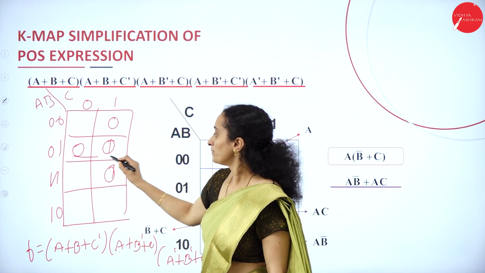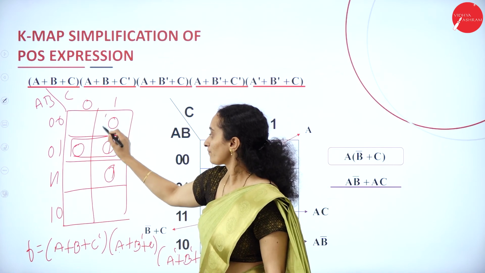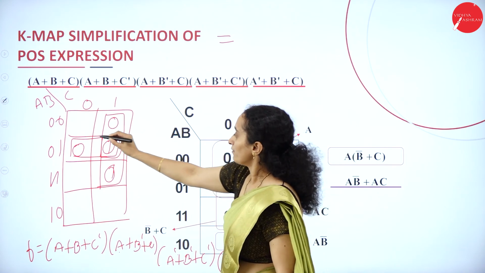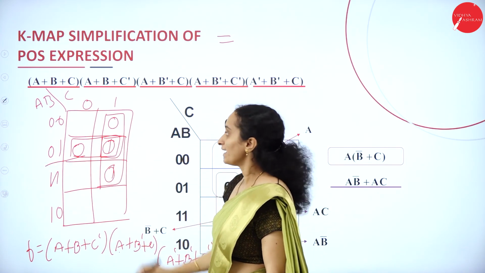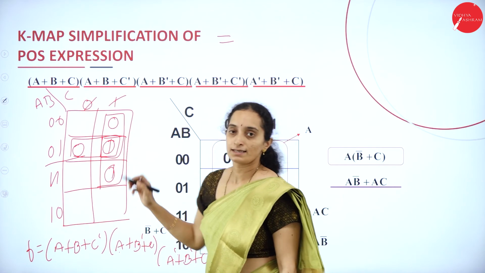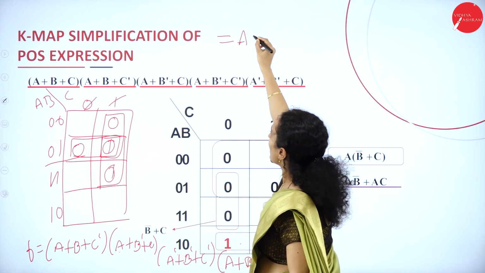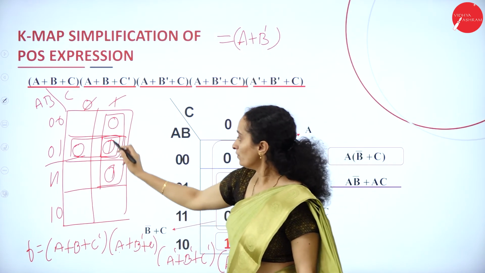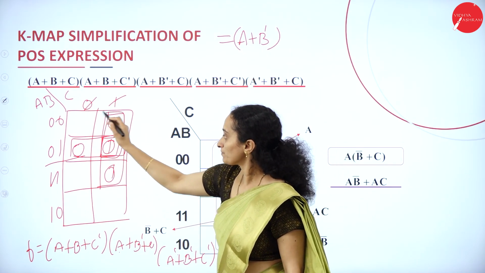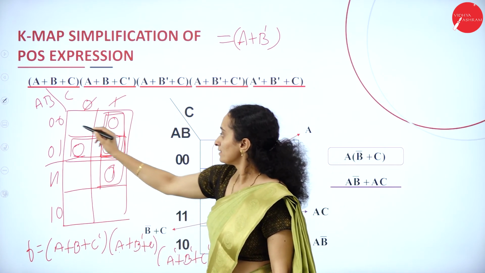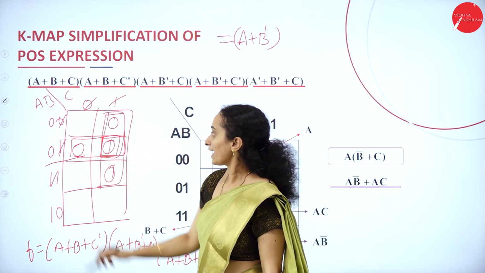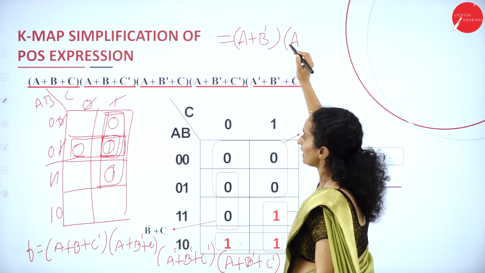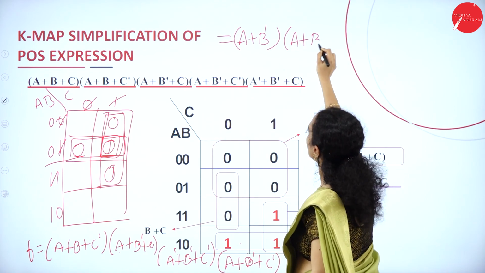You can group these zeros like this. Like this you can group, which gives the expression. The first is this one. In this, it will be cancelled. Remained is A plus B dash into, if you consider this group, you will get these two cancelled. Remainder is the A plus B dash.